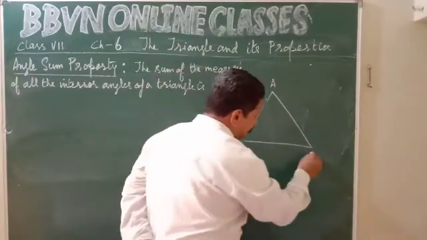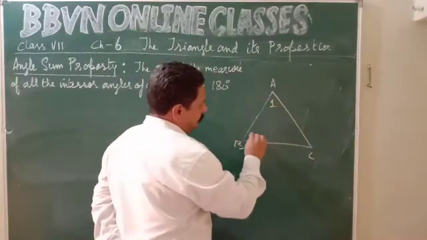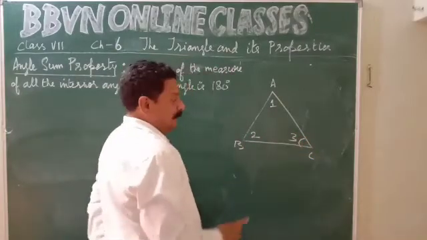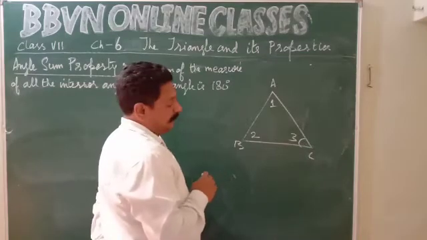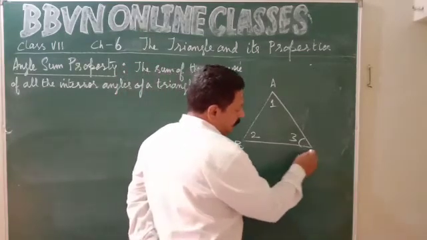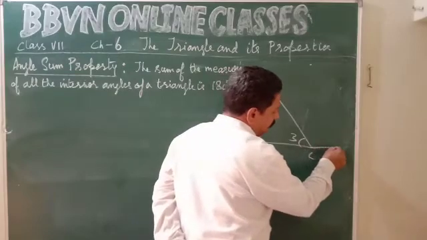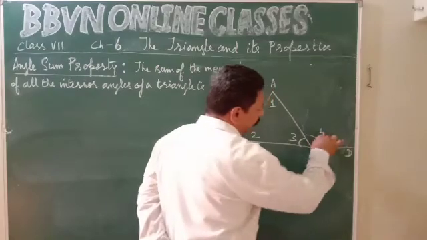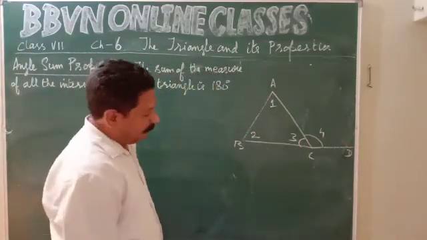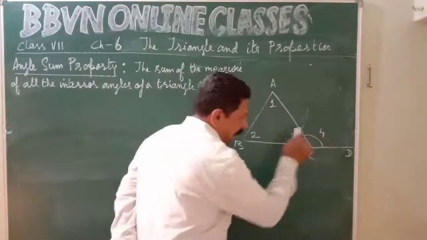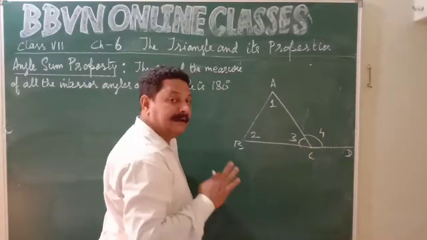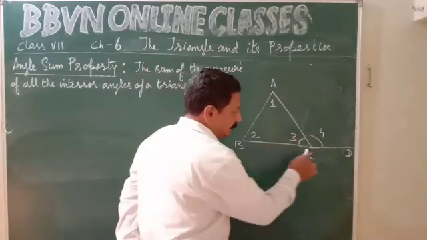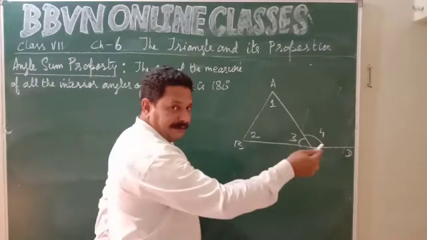Triangle ABC. Name this angle as 1, this angle as 2, this angle as 3. In the previous class we discussed exterior angle property. So what I do is I will extend this BC up to point D. So this is angle number 4. Now see angle 3 and angle 4, they form a linear pair. Don't you agree with this? They form a linear pair because B, C, D are the points on a straight line.